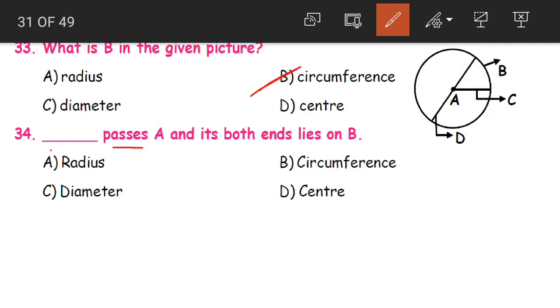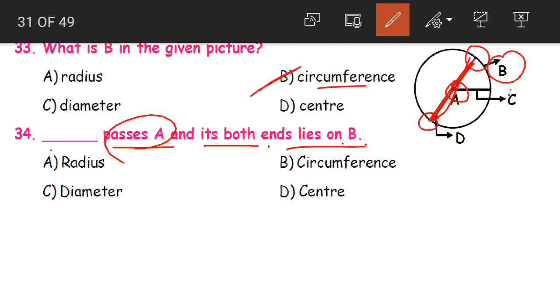Now dash passes A and its both ends lie on B. Passing through A. What is passing through A here? This one is passing through A and its both ends lie on B. Here B is nothing but the circumference of the circle, right? This entire circle. Now what is this called as?